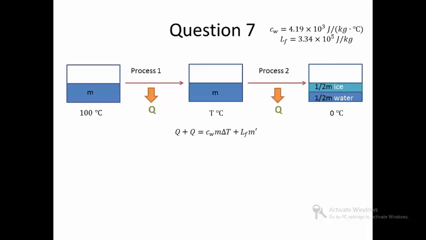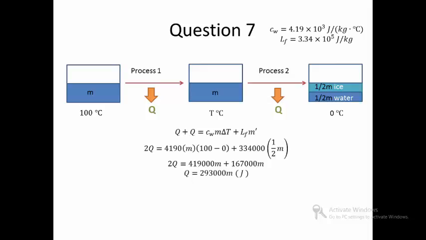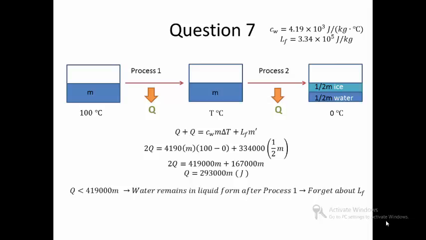The former step leads to a release of thermal energy which can be expressed by C m delta T, while the latter part is L times m prime, and in this case m prime is just half m because half of the water is becoming ice. After plugging in the values we know, we obtain Q to be 293,000 m. Notice that this value is smaller than the amount of thermal energy required to lower the temperature all the way to 0 degrees.